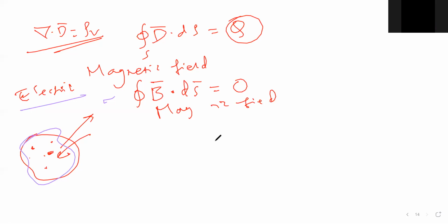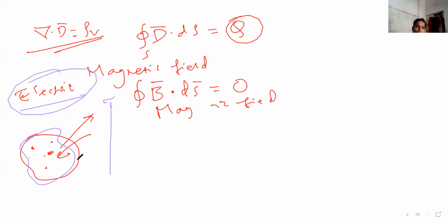Yes, sir. Okay. So what I was trying to say is, in case of electric field, if you put a, what we call a Gaussian surface, and enclose a particular set of charge, then because of the positive charge there will be outward flux, and because of the negative charge there will be inward flux. So there will be some net flux.